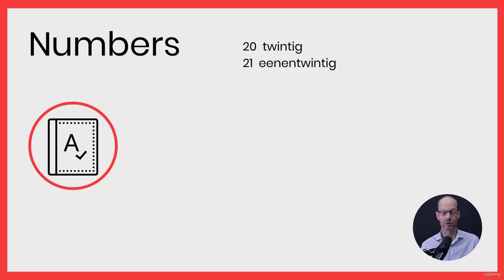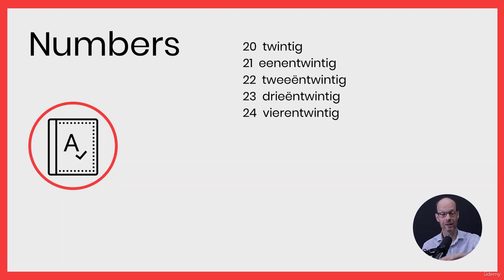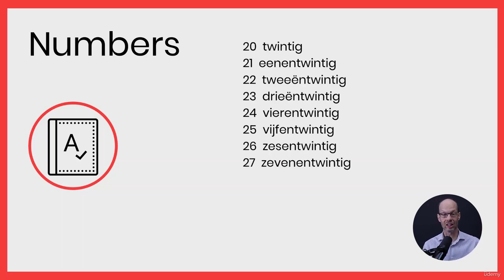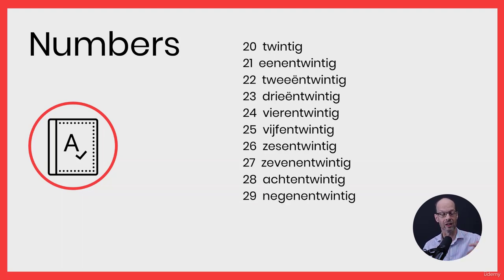So what do you think the next one is? The next one is 2 and 20, and there the little trema appears. Then the next one is 3 and 20, 4 and 20, 5 and 20, 6 and 20, 7 and 20, 8 and 20, 9 and 20. And then we go to 30.